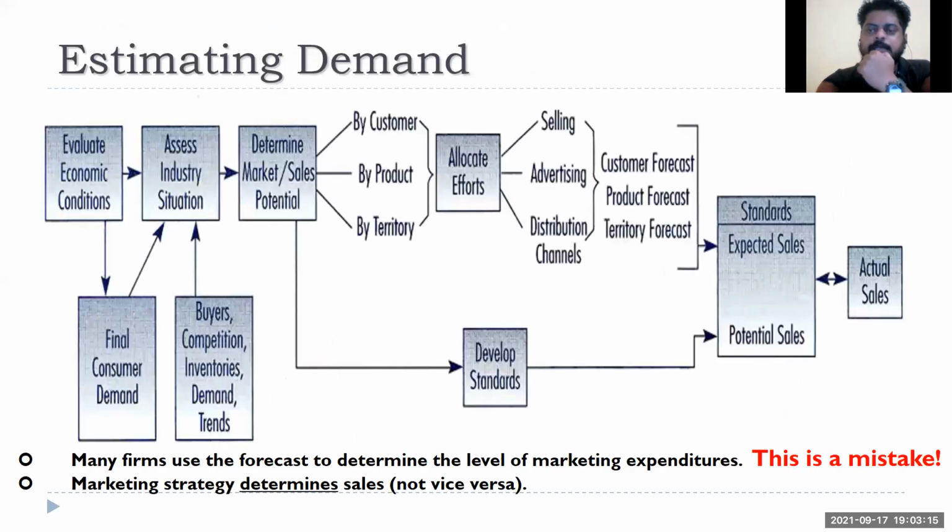Okay, so now it is an interesting slide. Let us discuss what is written down here. Many firms use forecast to determine the level of marketing expenses. So the first part is done: market sizing and estimation, which is for new products or services and new markets. Now we are looking into sales forecasting, which is for existing products or services. The product or service is already in the market, and we need to forecast for next year, so we are looking into estimating demand.